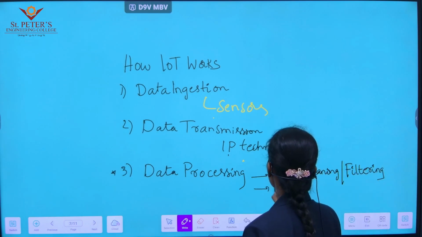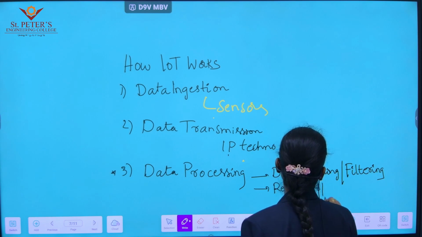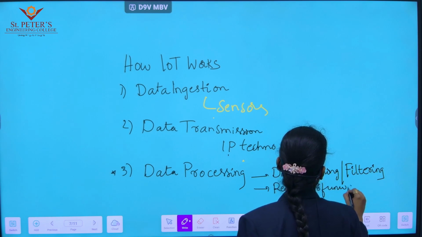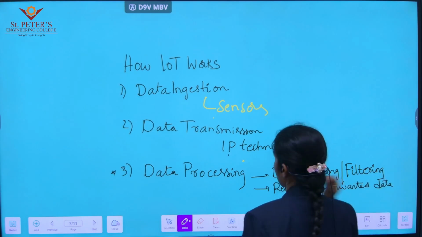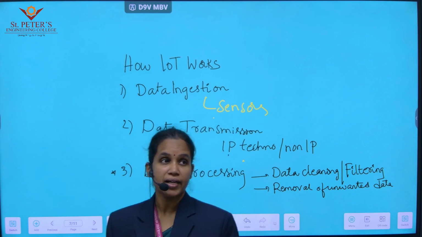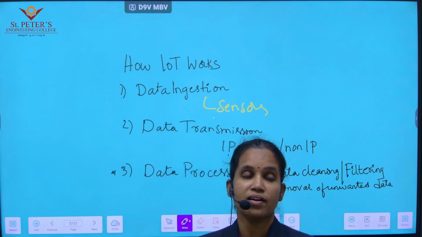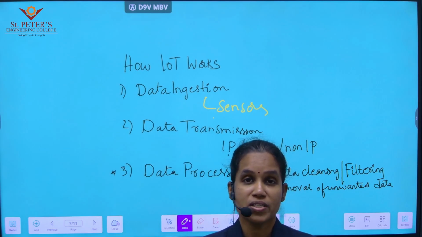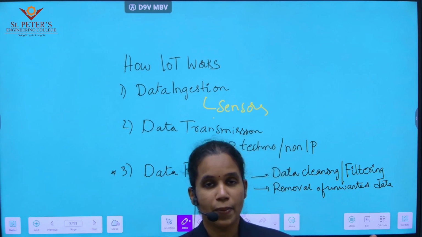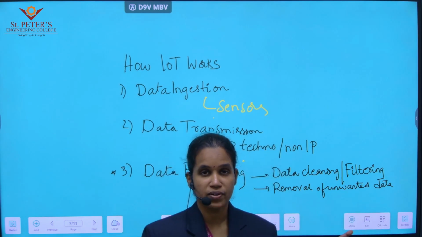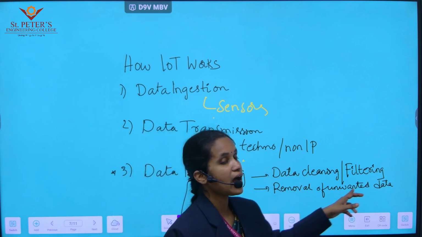The second step is removal of unwanted data. Suppose my smart temperature sensor has sent a message that the temperature of the living room is 300 degrees centigrade. It is quite impossible. Then what will the backend software present at the cloud server do? It will simply ignore the data. So, removal of unwanted data.